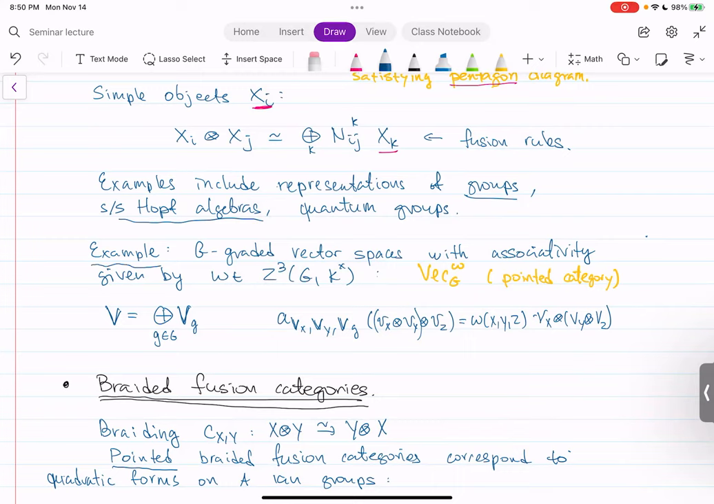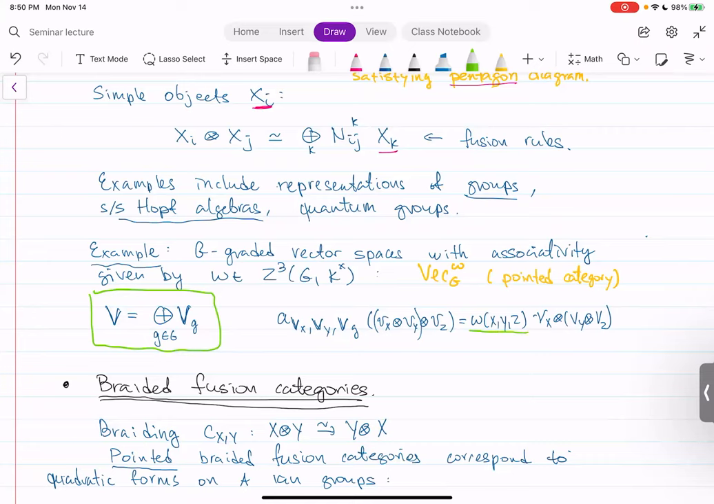Here is a very basic but still important example. One can take the category of G-graded vector spaces, that is, vector spaces along with a decomposition where the homogeneous components are labeled by elements of a group. The tensor product respects this decomposition, meaning that when we multiply two homogeneous components, the result belongs to the homogeneous component which is the product of the two. In this case, the associativity is not always the obvious one.